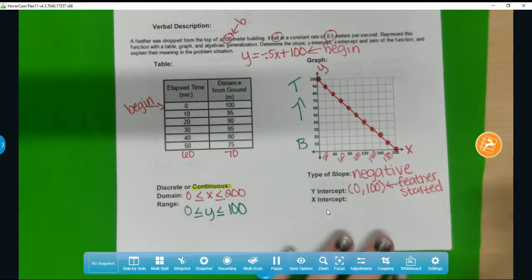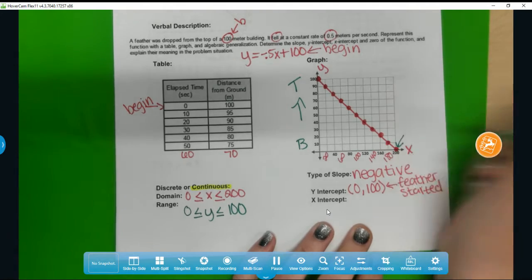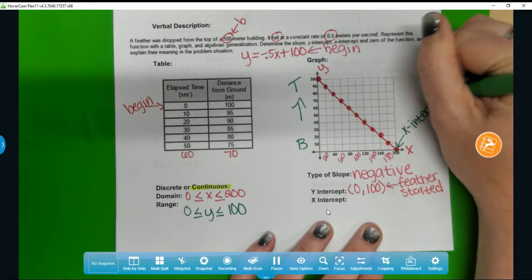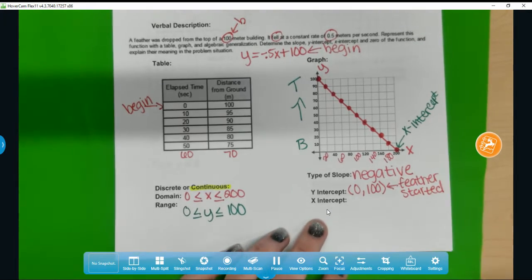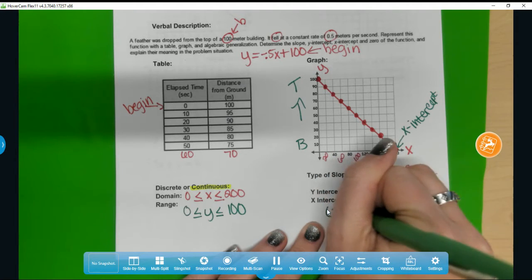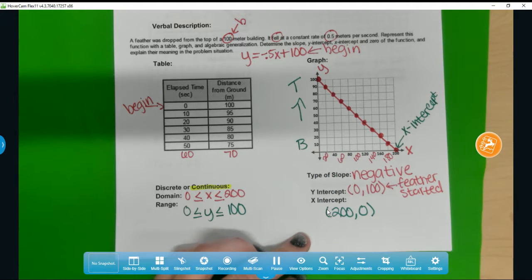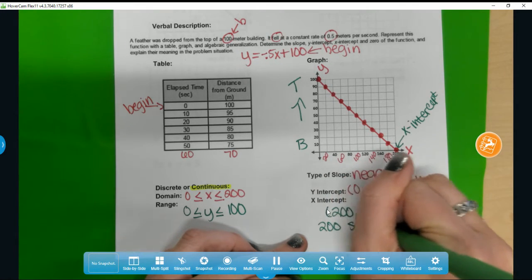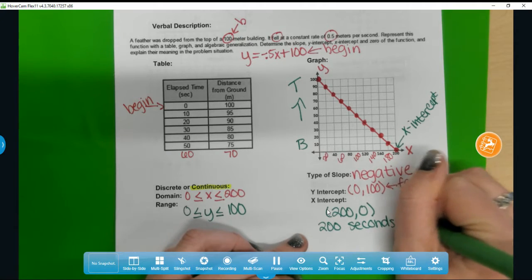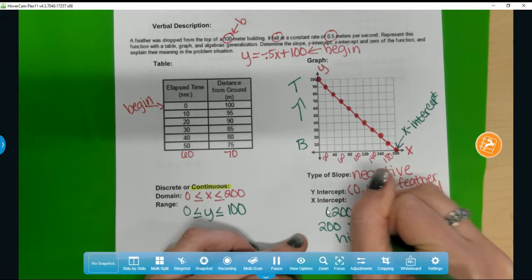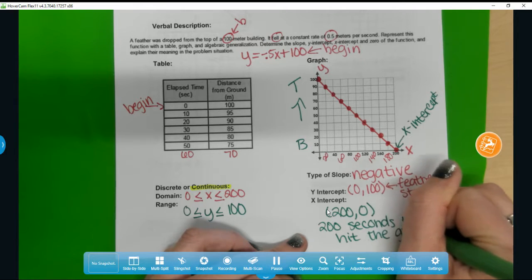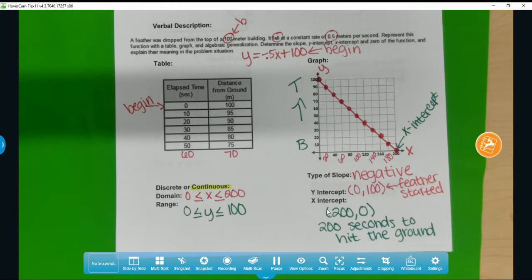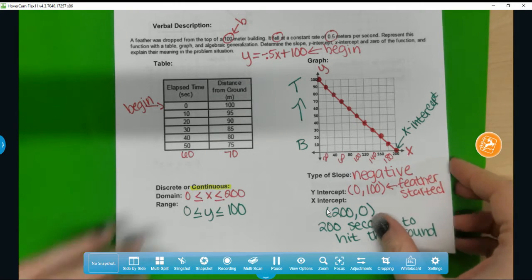All right, our x-intercept is the point where it touches the x-axis. All right, so the x-intercept is 200, 0, and that's telling us that it took 200 seconds to hit the ground.